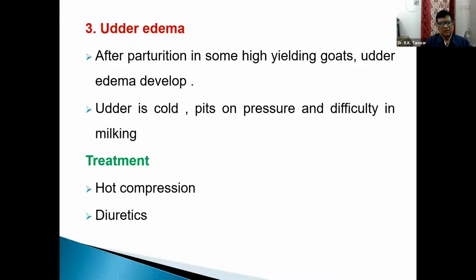We have seen some cases of udder edema also, which occur after parturition in some high-yielding goats. And nowadays, people are raising goats for their family demands of milk, particularly Jamnapari, which produces about 1.5 kg in the morning and 1.5 kg in the evening. We have seen some udder edema cases also. In such cases, the udder is cold and pits on pressure. If you apply pressure, there is some depression and difficulty in milking. Treatment comprises both compression and diuretics.